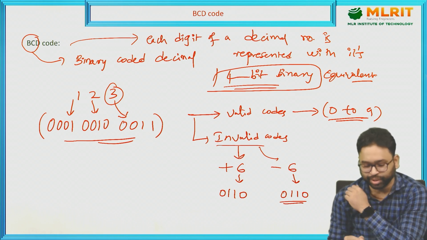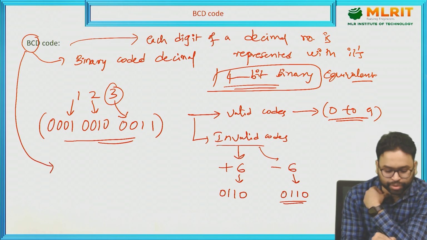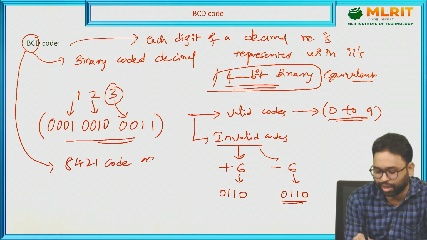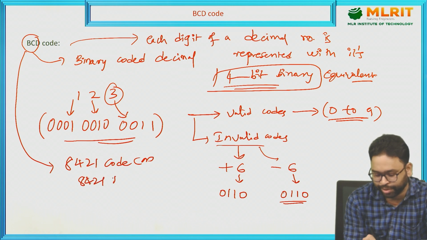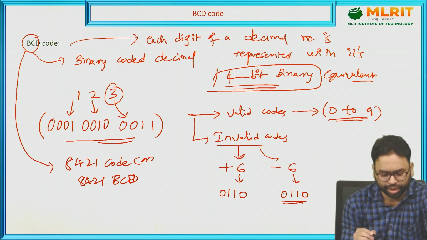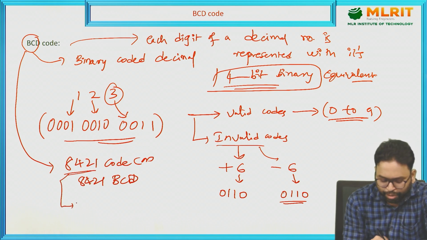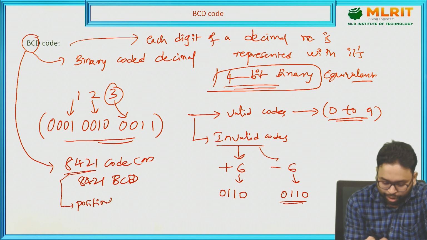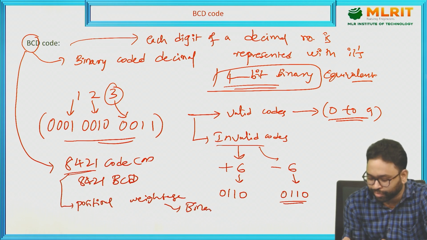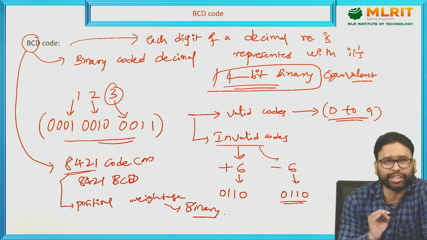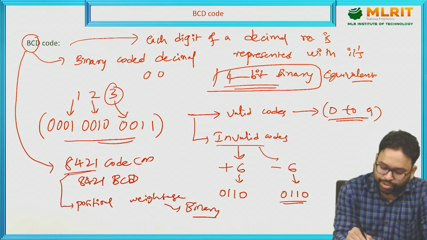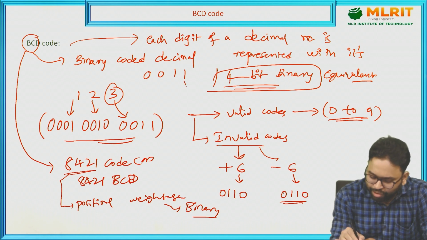Now, what is the other name for the BCD code? It is also called 8421 code or 8421 BCD code. Why are we calling this 8421 BCD code? If you look at this, this is some kind of positional weightage related to our binary, because we are representing each and every digit of the decimal value as its 4-bit binary. If you consider this 3 itself, 0011, what is the positional value for this one? What is the positional weightage?